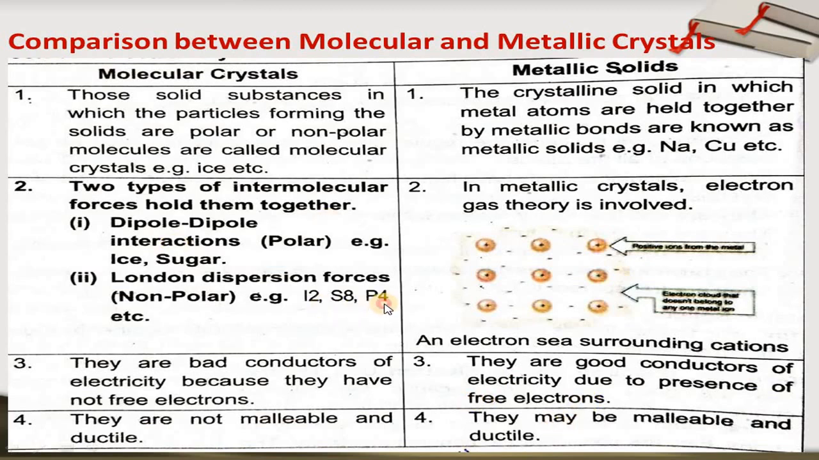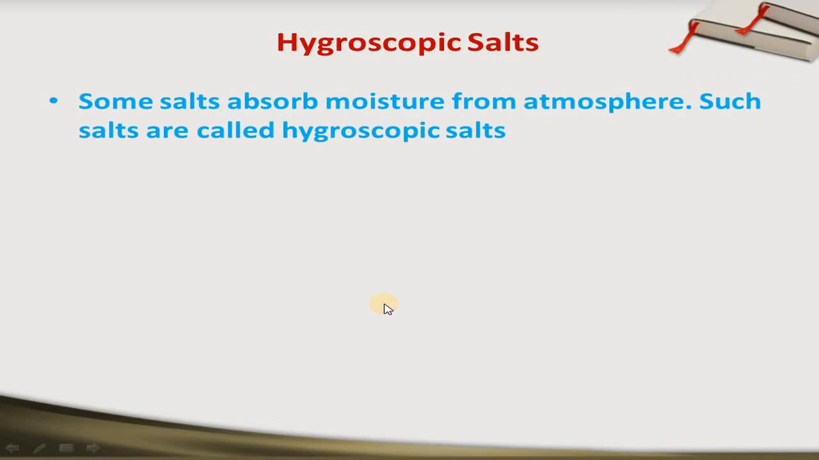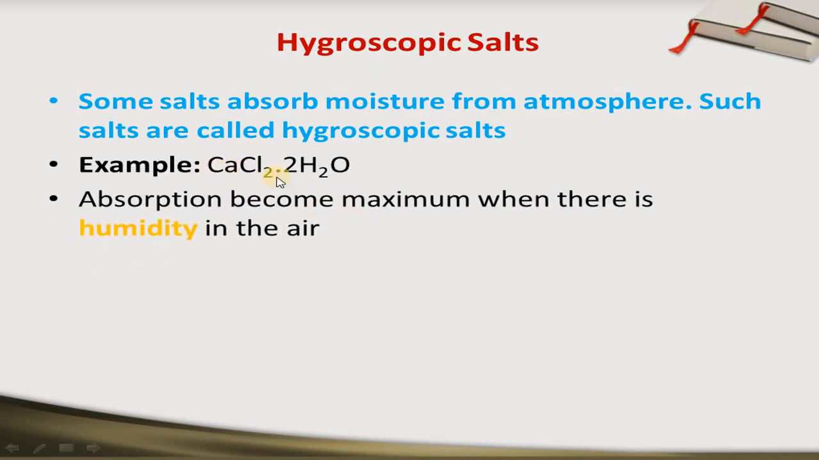Next topic from this chapter, we have hygroscopic salts. Some salts can absorb moisture from the atmosphere. Such salts are called hygroscopic salts. For example, we have calcium chloride dihydrate, CaCl2·2H2O. This 2H2O indicates that it has absorbed moisture from the atmosphere. And this absorption becomes maximum when there is humidity in the air.